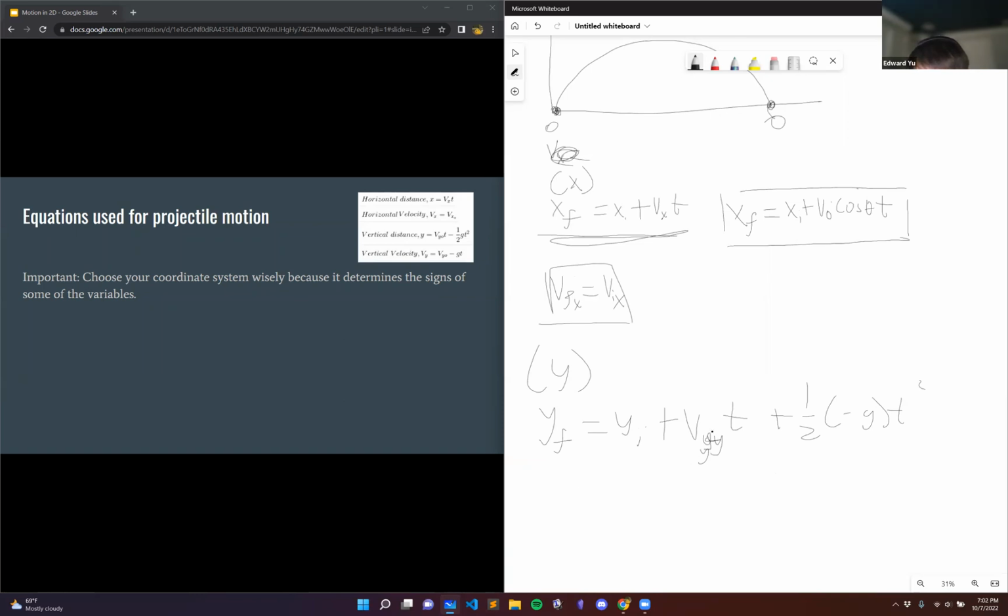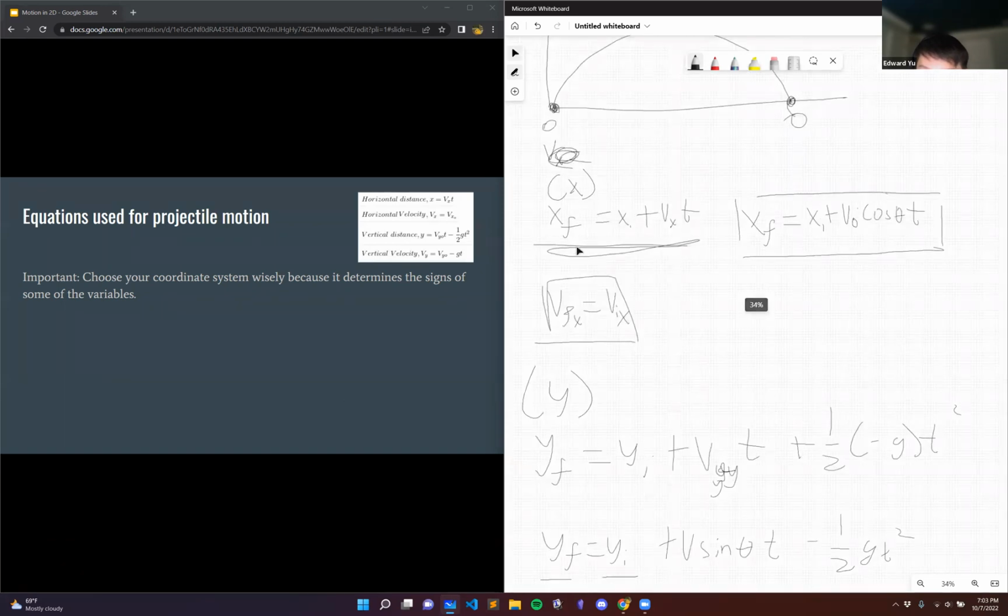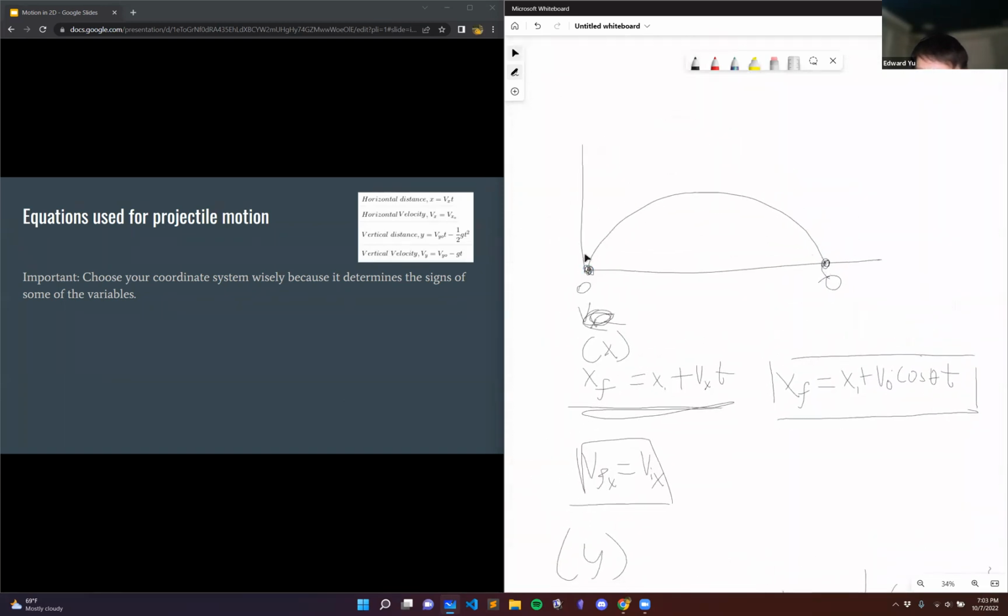And so this would just be v sine theta. So it would be yf equals y initial plus v sine theta t minus 1/2 gt squared. And you might notice as well that the final y position and the initial y position are both, if we're assuming that this is the origin and this is at 0, that both positions are at 0. So this would be 0 and the height would still be 0.